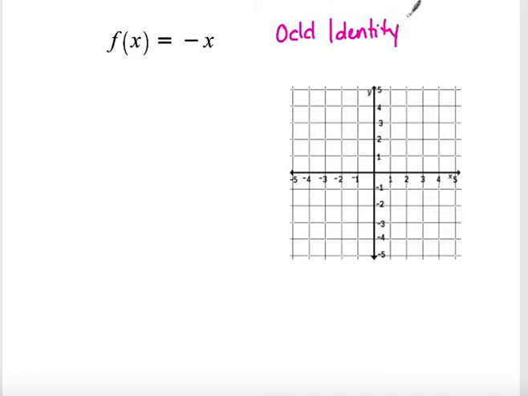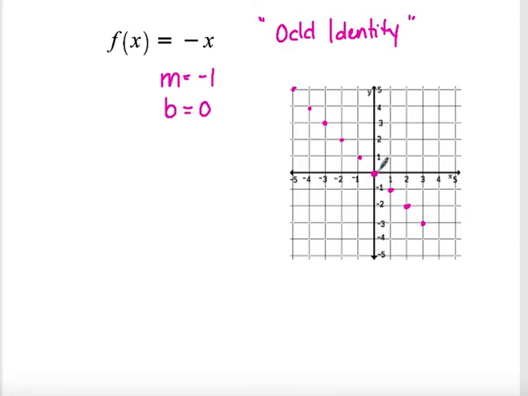And why it's the odd identity is because of the negative value. So if I do a quick slope-intercept, my slope is -1. My y-intercept is 0. So I'm going to start at 0 and graph out that slope of -1. So you can see it's the exact opposite of what we just had.